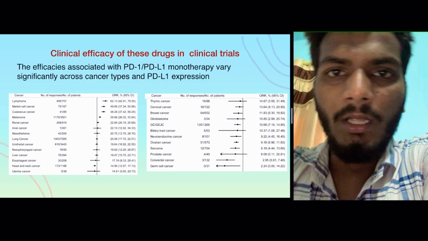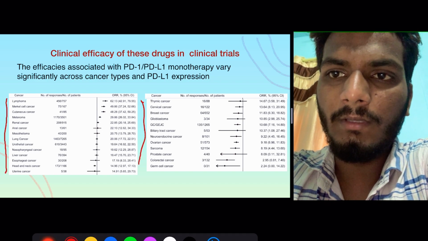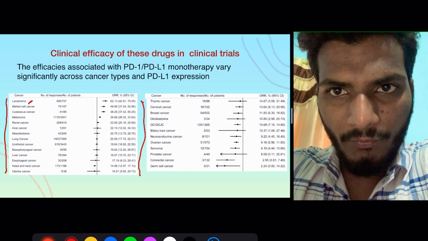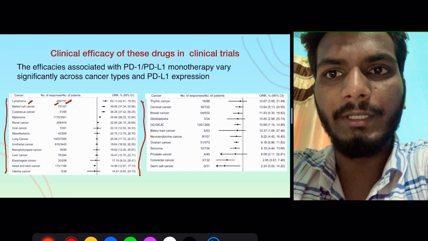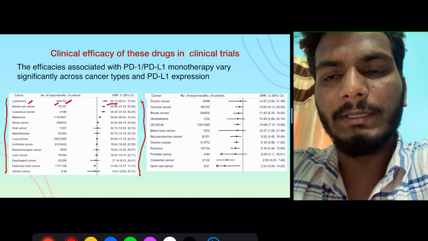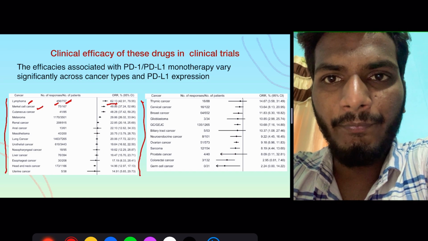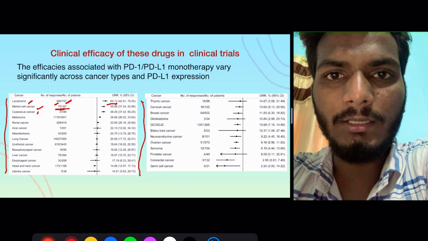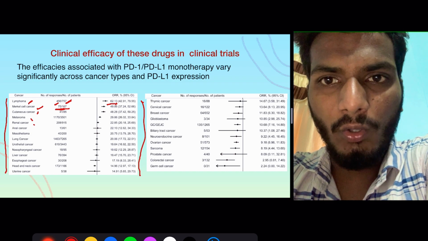We can see these drugs are used in various types of cancers. And here we can see the results. For lymphoma, out of 757 patients, 456 responded to it. So 62.13% is the efficacy here. Then we have Merkel cell cancer. We can also see a good response there. Then cutaneous cancer, melanoma, renal cancer, and so on.